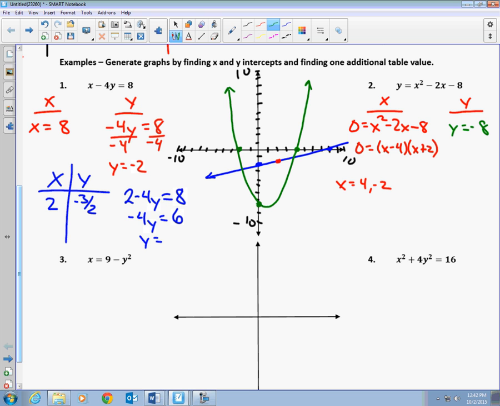I want to try to find another point. Is it easier to plug in a value for x or a value for y for this problem? X, yeah. What do you want x to be? 1. Plug in 1, we get 1 squared is 1, minus 2 is negative 1, minus 8 is negative 9. Does that seem to fit on our graph? Yeah, I maybe didn't draw it as far down as I should have. Okay, there, maybe that's better. That's it.